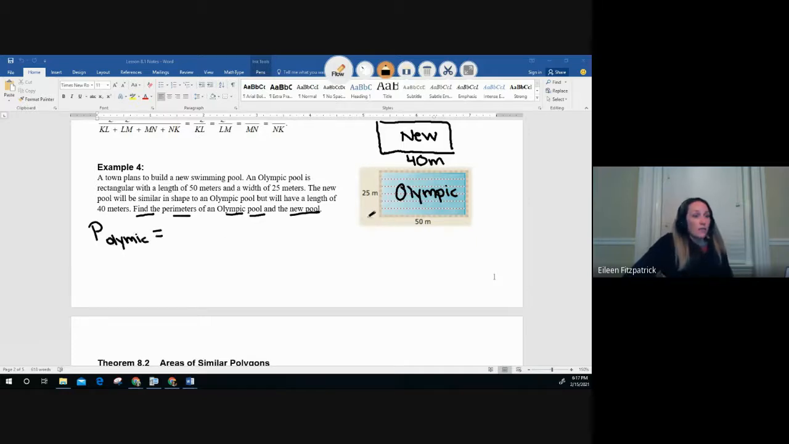So you take 25 plus 25 plus 50 plus 50, or 2 times 25 plus 2 times 50. Okay, so when you add those all up, you get 50 here and 100, so it's 150 meters for the perimeter.